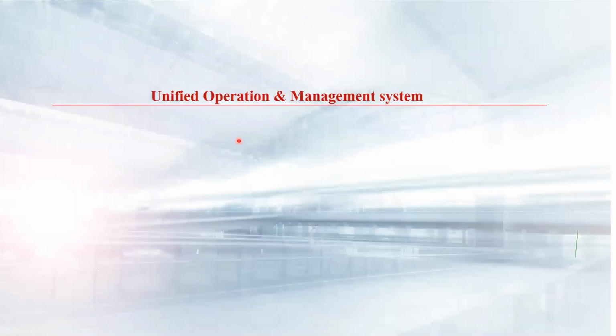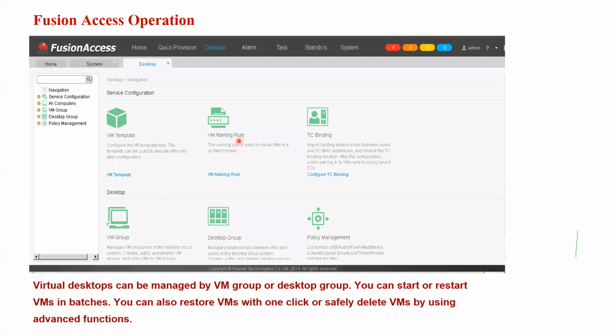And as I explained earlier, the unified operation and management system in FusionCube, we got right. In FusionAccess, we have to manage only a single portal of the FusionAccess. In FusionAccess, we can provision and register the VM templates, we can define the VM naming rule or thin client binding, right? We can create the VM group or the desktop group.